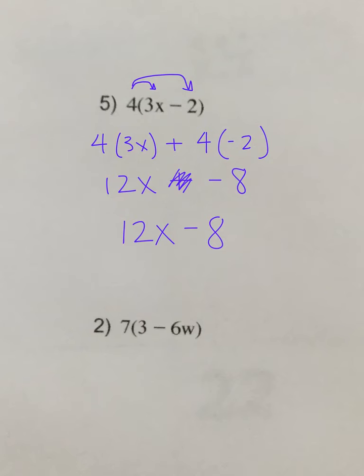Some of you may not do this middle step. You just may go straight from 4 times 3x is 12x, and then you do 4 times negative 2 is negative 8. Either way is correct. If you are more comfortable writing it out with the addition sign, then you need to go the second step and subtract.